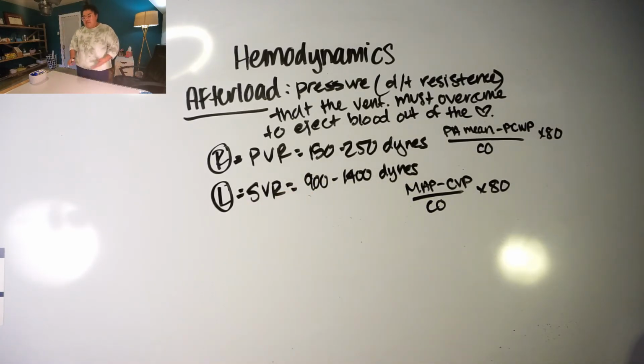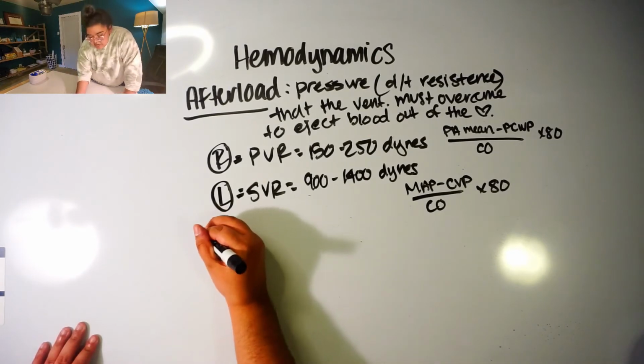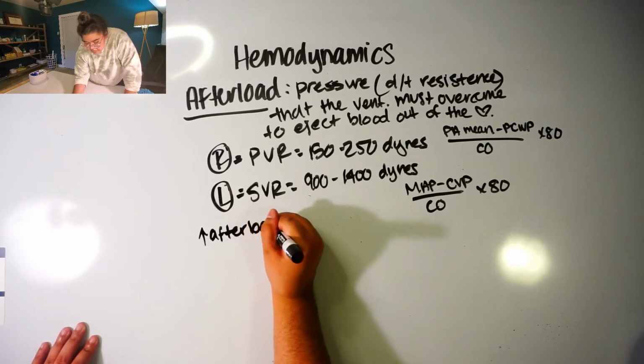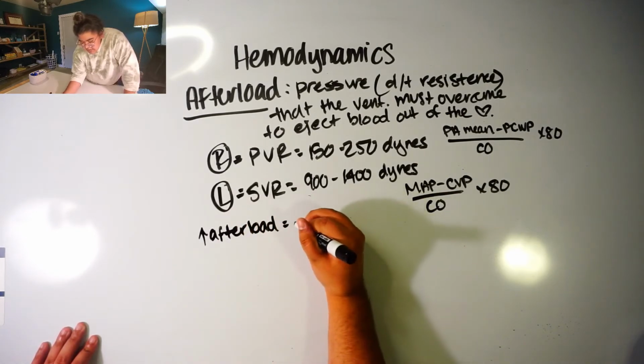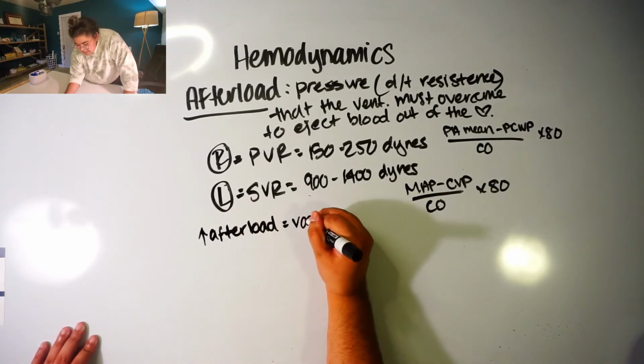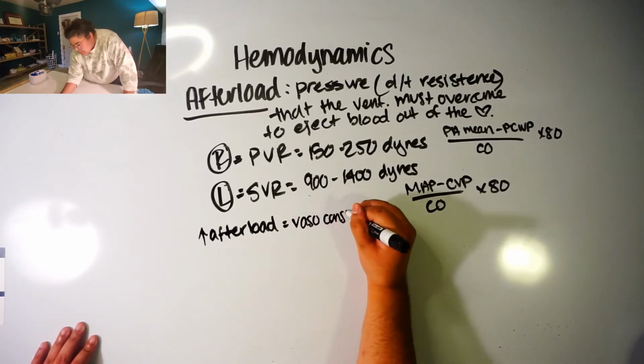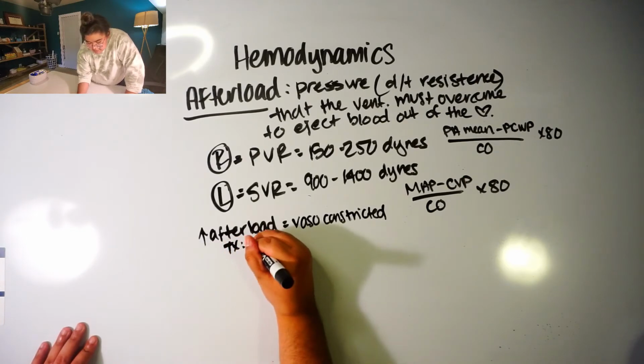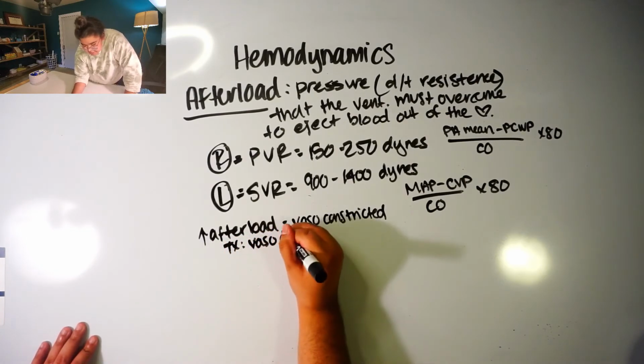So if you have a hemodynamic monitor like the EV1000, etc., or a Swan, you need to have this information in order to calculate. So let's talk about what these are associated with. If you have elevated afterload, this is going to be associated with the patient being vasoconstricted. So we treat with vasodilators.